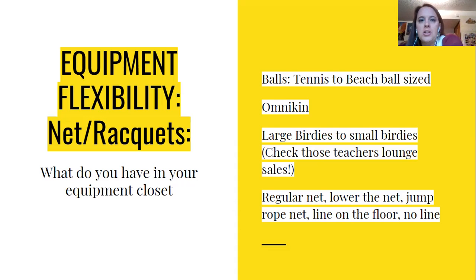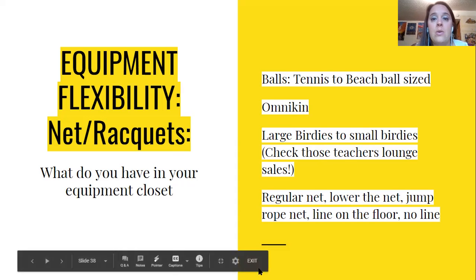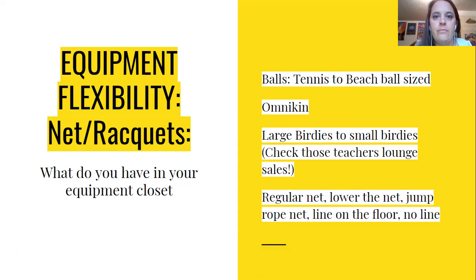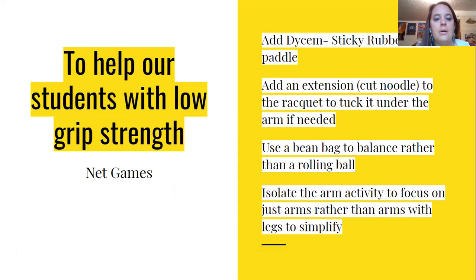Also think about your net. Do you have to have the net at regular height? Maybe we can work towards that, but maybe you lower the net until you see success. You can challenge kids also, but jump ropes work as nets, especially in a small space, or lines on the floor, or maybe even no lines, just working on that striking. What kind of equipment do you have in your closet, and do you feel stuck in that equipment, or could you differentiate and give a variety?